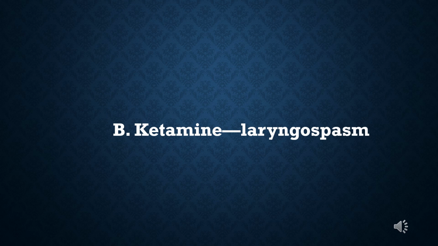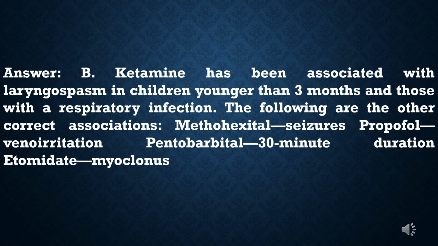The answer is B. Ketamine, laryngospasm. Ketamine has been associated with laryngospasm in children younger than 3 months and those with a respiratory infection. The following are the other correct associations: methotrexate, seizures; propofol, venorrhea; pentobarbital, 30-minute duration; etomidate, myoclonus.